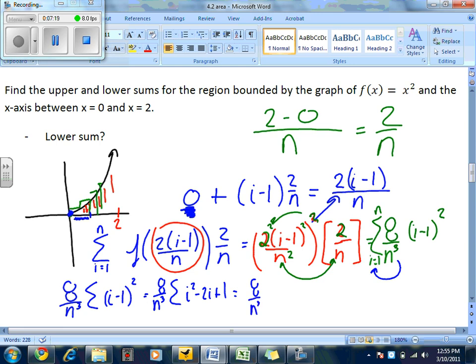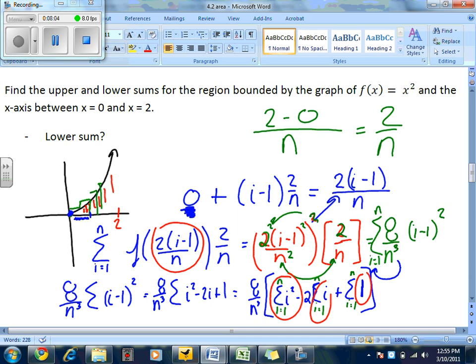We break this down into 8 over n cubed times the summation of i squared, minus 2 times the summation of i, plus the summation of 1. These are all i equal to 1 to n. Now we go back and look at the rules from the last section on summation rules. What's the formula for the summation of i squared? What is the summation of i? What is the summation of 1?